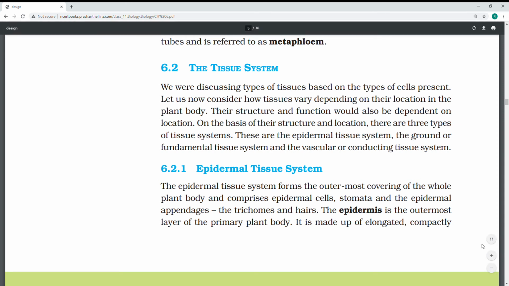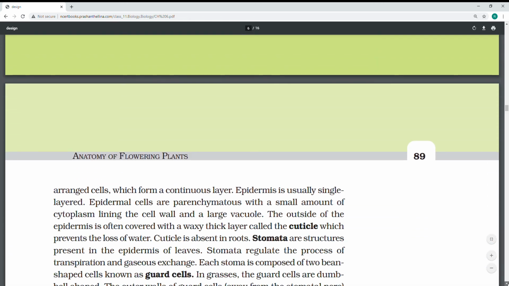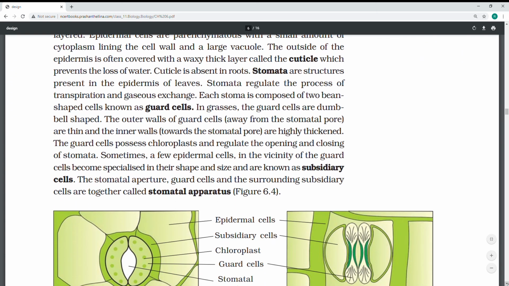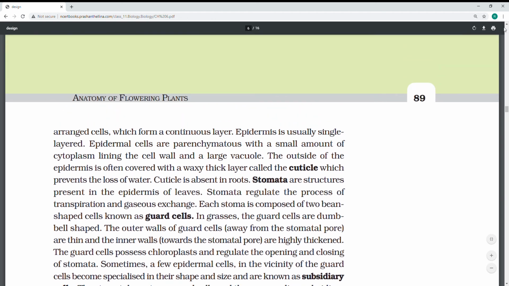The epidermis is a single continuous layer. It prevents loss of water, and the cells are all parenchymatous cells with a large vacuole. I am still in the epidermis only. I will tell you some points.